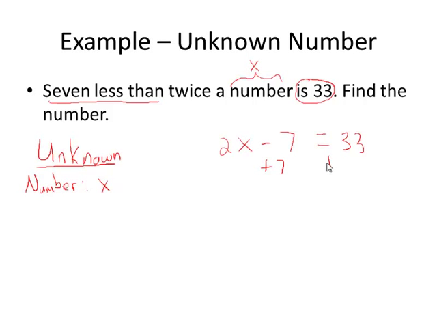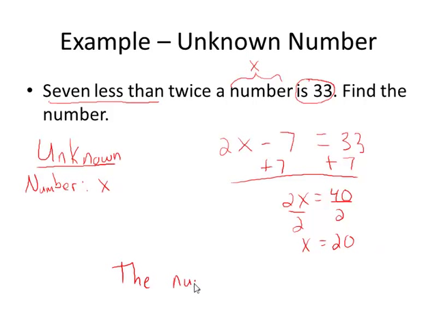Add 7 to both sides. Gets us to 2x equals 40. Divide both sides by 2, and that gets us to x equals 20. So the number is 20. Now let's go back and check to make sure this makes sense. Twice a number is 40, so 7 less than that is 33. Everything works out.